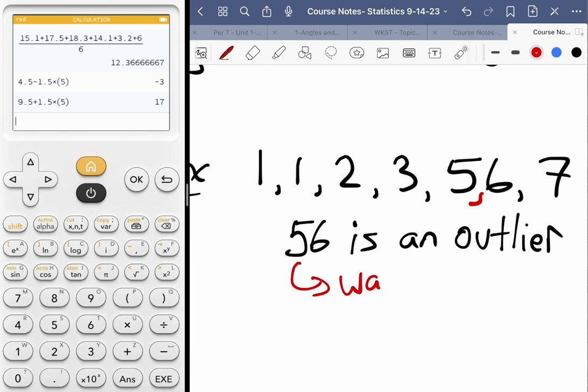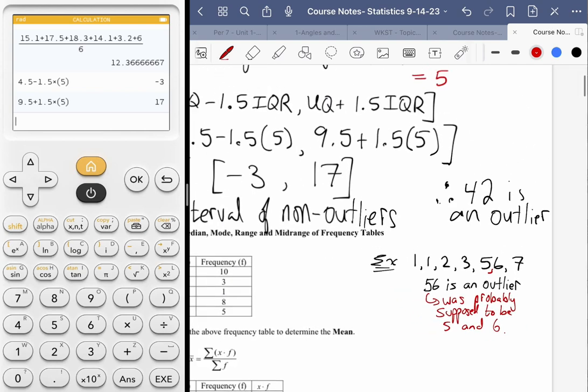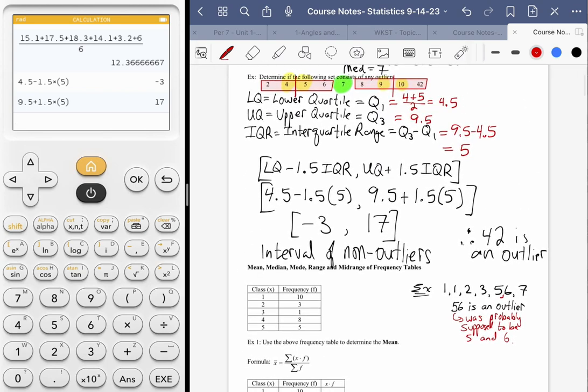It was probably supposed to be 5 and 6. All right, so this is an instance where you would not remove a value from a data set simply because it looks out of the ordinary. There was an explanation for it. But this other one, without the context, we don't really know. So we would just leave it in.